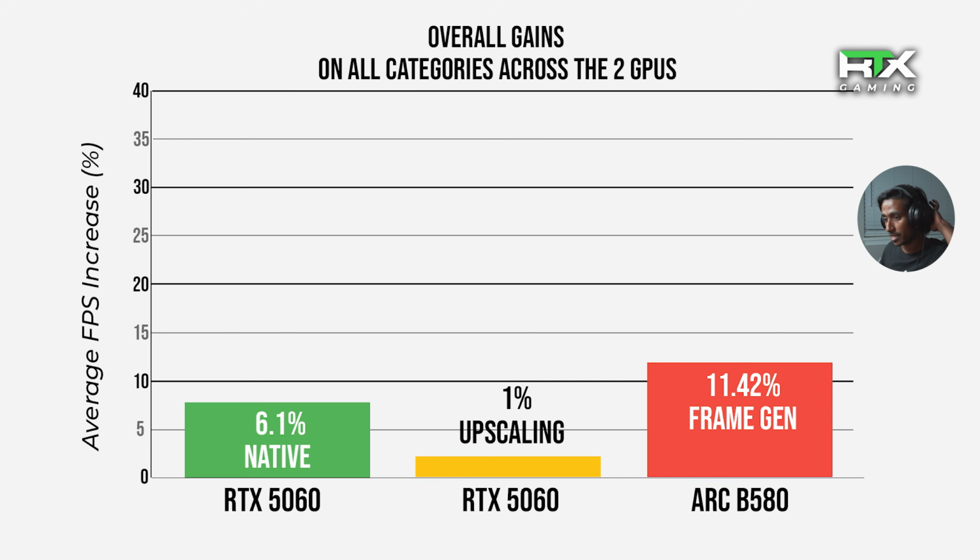So if I go over the chart that I made here, you can pretty clearly see that the native settings comparison, even though it only has 8 GB of VRAM on the 5060, has about 6.1% performance gain compared to the B580. And when it comes to upscaling, it's neck and neck across the board. Some are a little bit better, and some are a little bit worse on the B580. But again, it is expected.